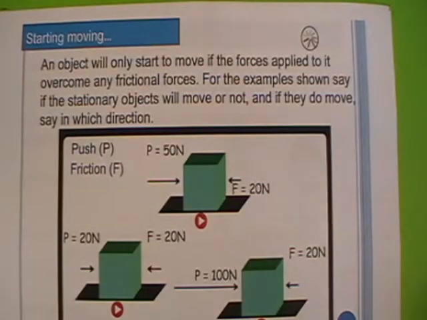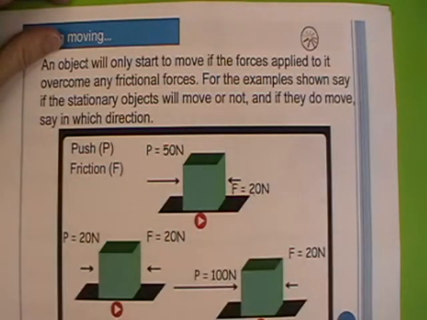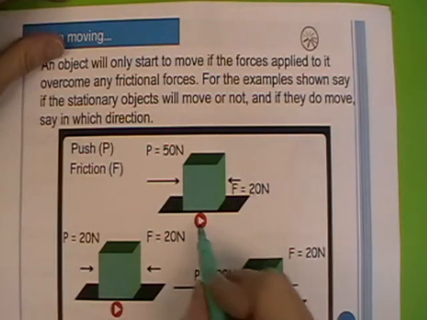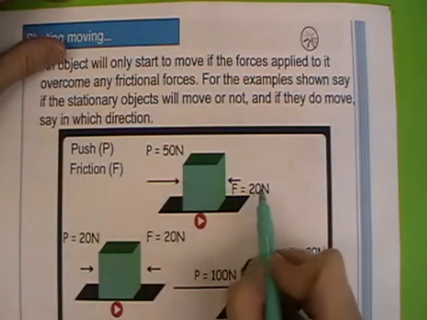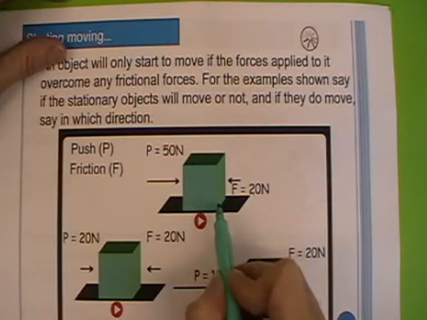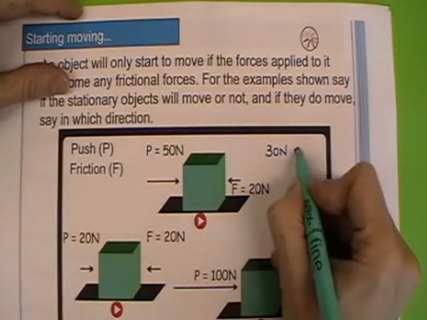Starting moving. An object will only start to move if the forces applied to it overcome any frictional forces. For the examples shown, say if the stationary objects will move or not, and if they do move, say in which direction. So you can see P stands for push, F stands for friction. Again, this was an animation, so there's a little arrow beneath it. So if there's a push of 50 to the right and a force of 20 to the left, then overall there's going to be 30 newtons, and it's going to move to the right.